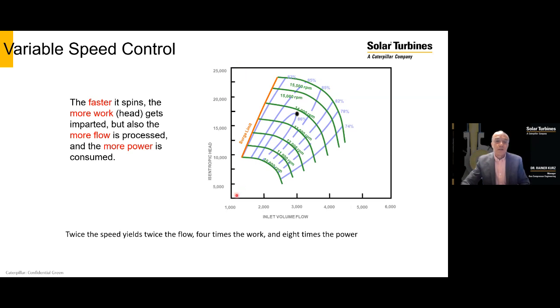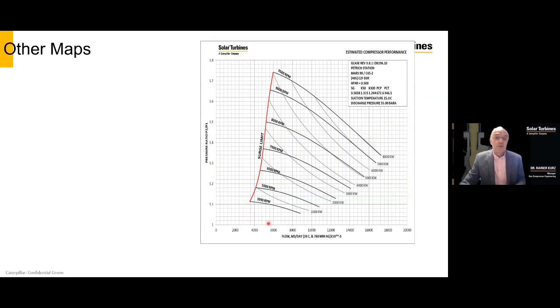I've shown this, and by the way, just to come back to the earlier question, we also produce these maps for isentropic head and for polytropic head. There are a number of other maps. I'm showing just one here that essentially shows the pressure ratio over the machine and the flow. There are a number of different maps.